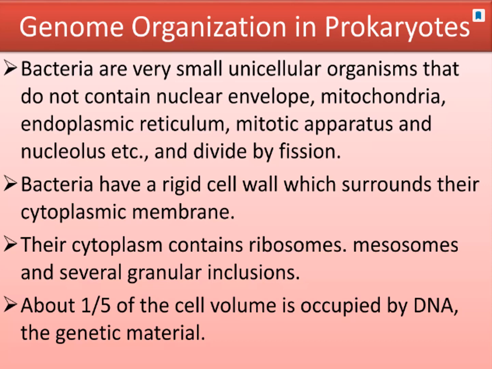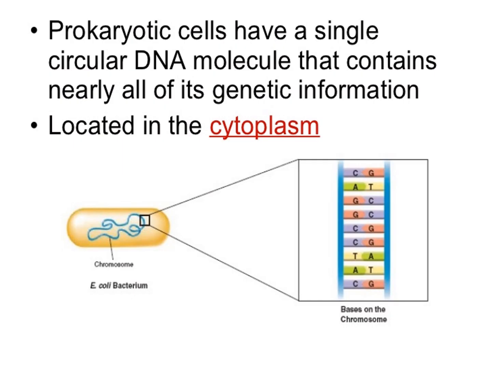Bacteria have a very rigid cell wall which surrounds the cytoplasmic membrane, and the cytoplasm contains ribosomes, mesosomes, and several granular inclusions. About one-fifth of the cell volume is occupied by the DNA, the genetic material. These are all the introduction about the prokaryotes. Now we'll move on to the organization.